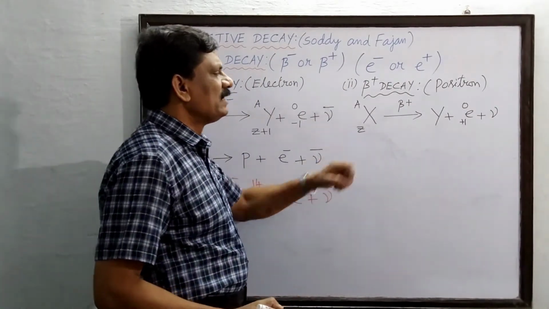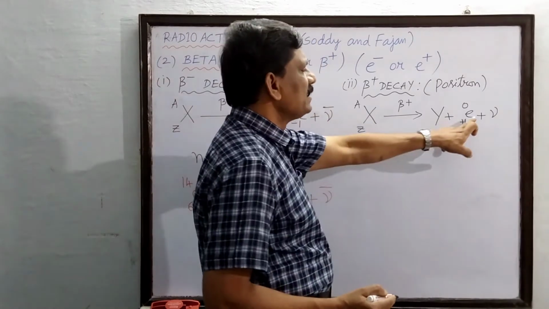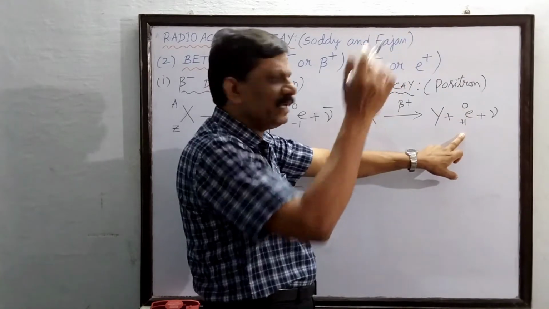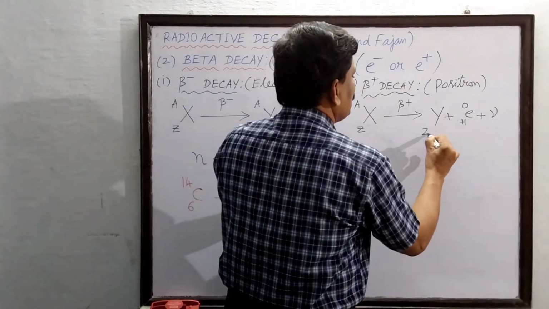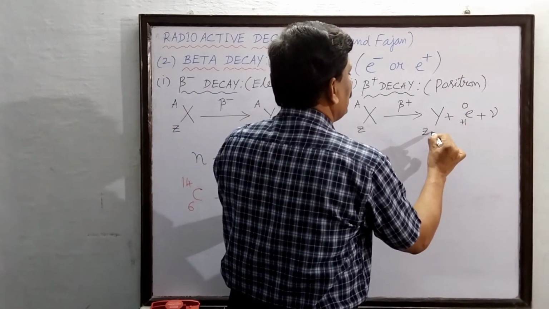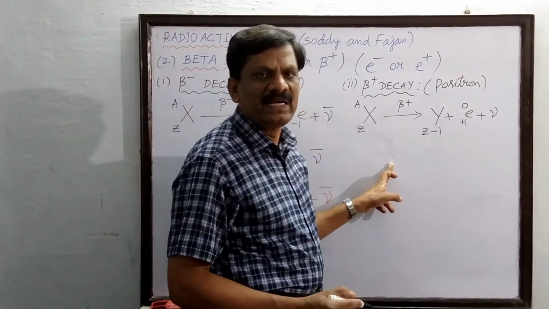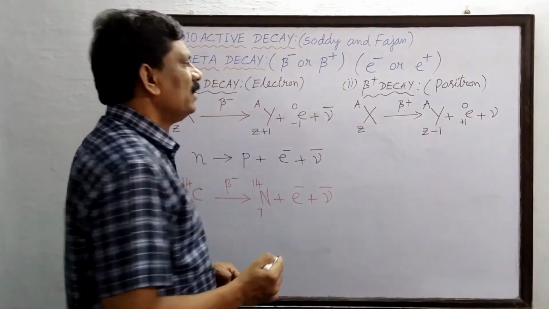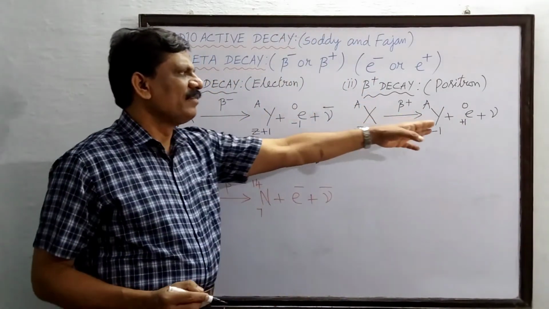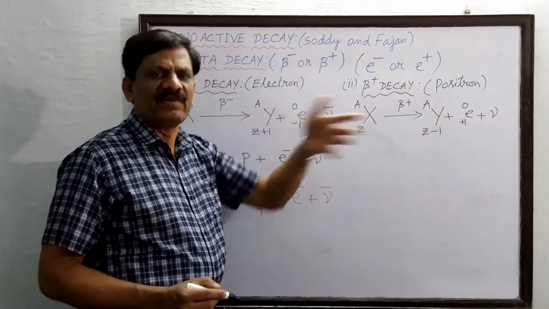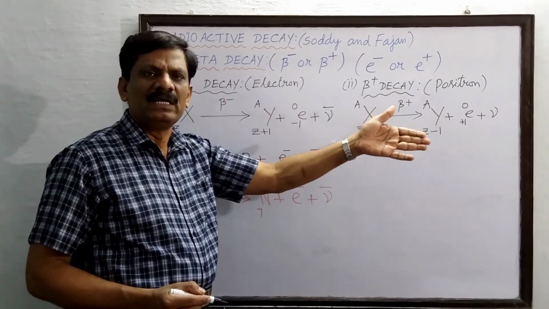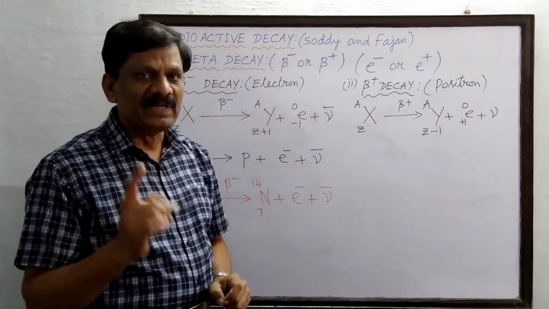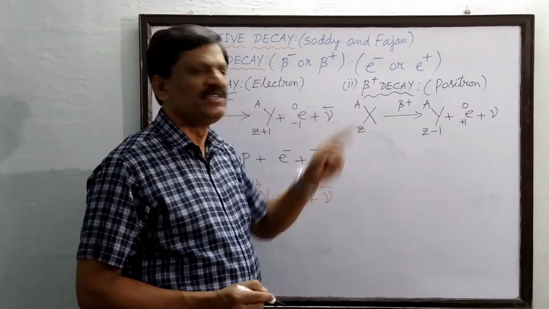Now we will balance the charge number. Since this positron is having a positive charge of 1 unit, because of its leaving the nucleus, the new charge number of the daughter nucleus must be Z minus 1. And the mass number remains the same. So what is the reason for this leaving of a positron? From where is this positron coming out? The nucleus does not have a pre-existence of this positron. That means it must be created just during this emission process.